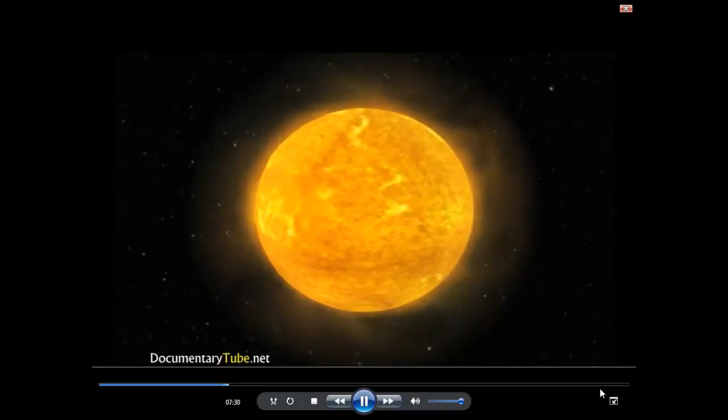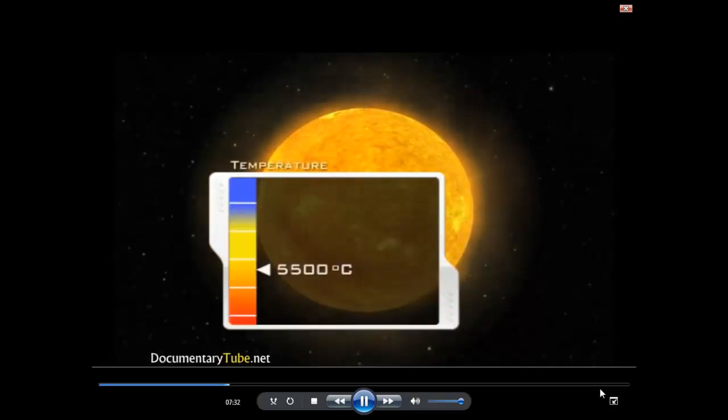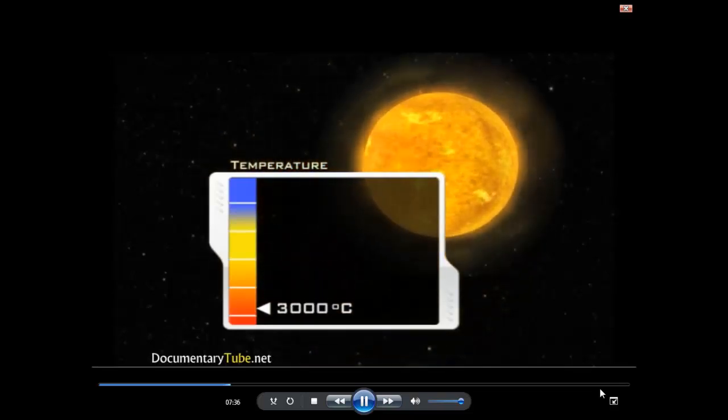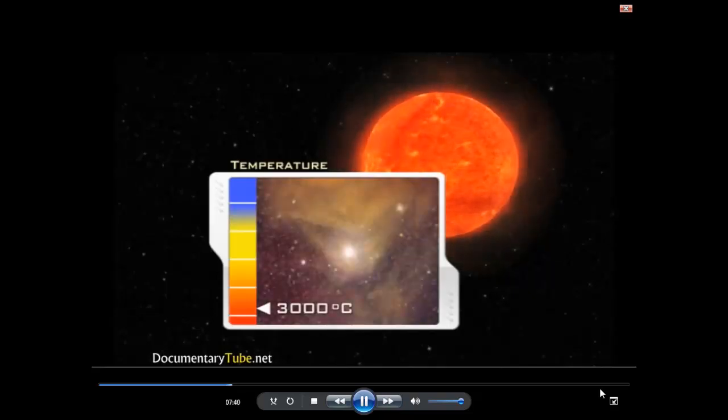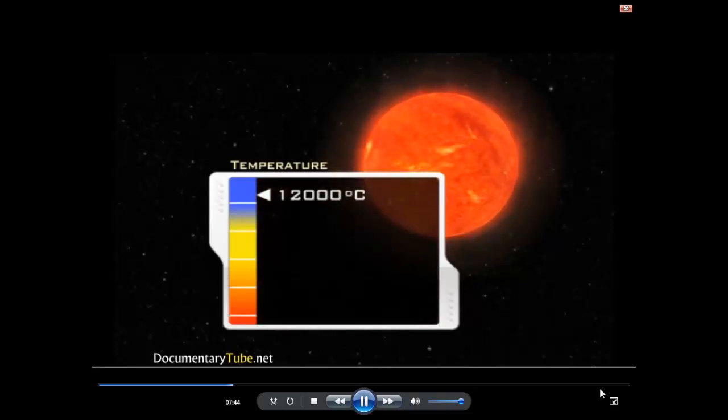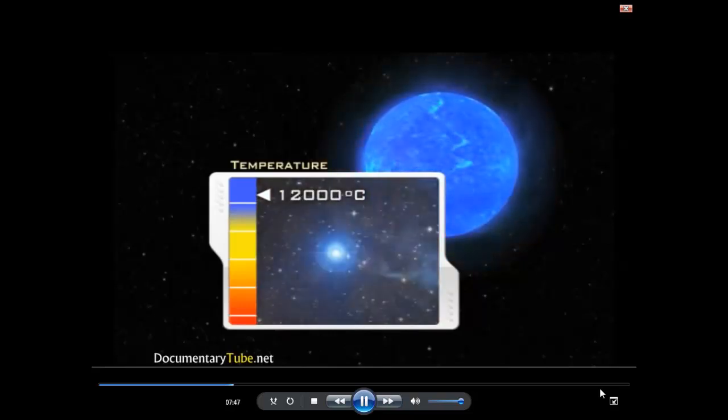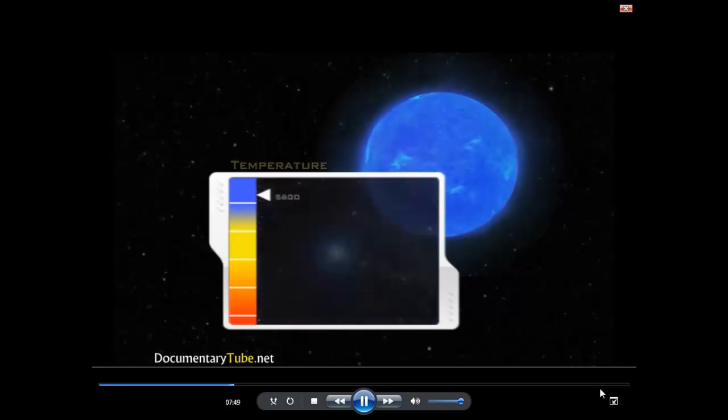Our sun produces more yellow light than any other color because of its surface temperature. If the sun's surface were cooler, say 3,000 degrees Celsius, it would look reddish, like the stars Antares and Betelgeuse. If the sun were hotter, say 12,000 degrees Celsius, it would look blue, like the star Rigel.